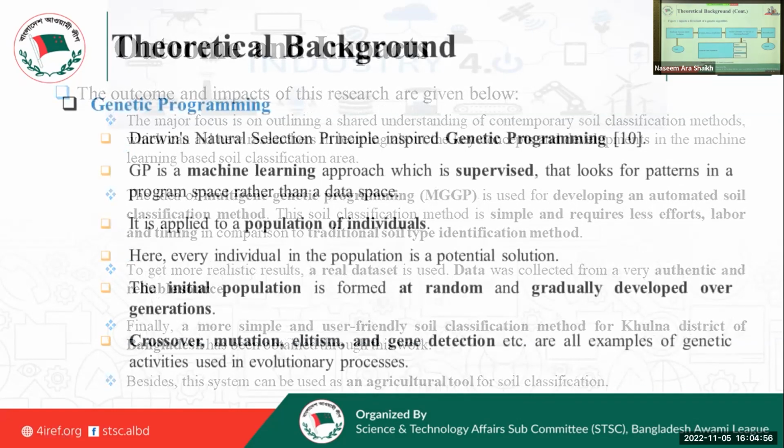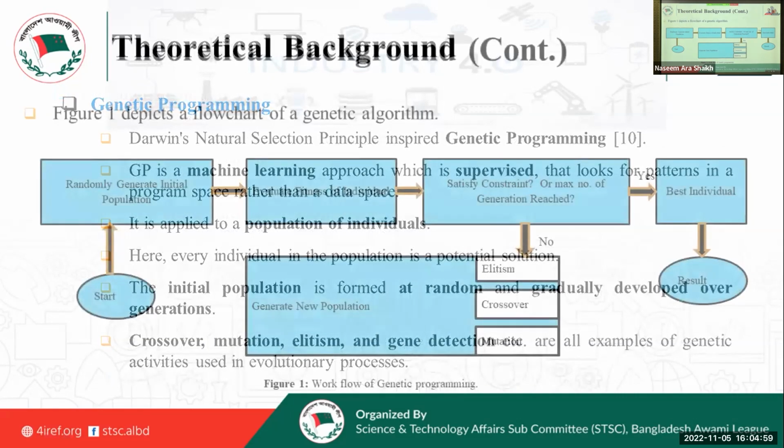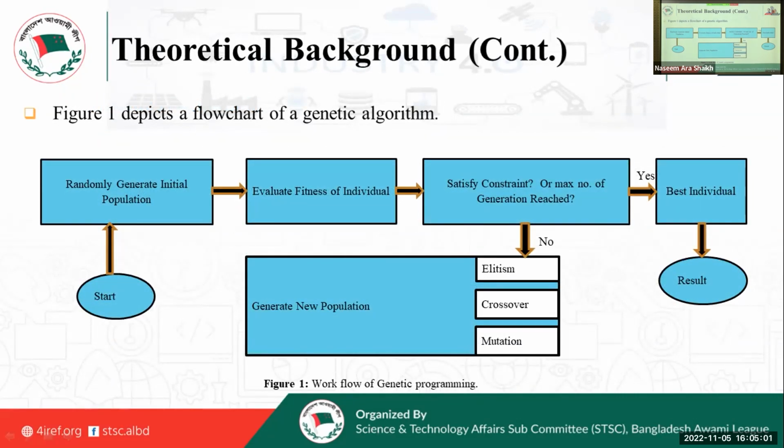And this is some theoretical background of the multi-gene genetic programming approach. And this is the evolutionary approach. We start by randomly generating an initial population, then evaluate the initial population by using some objective function. Then we check the termination condition. If the termination condition or maximum number of generations is satisfied, then we get the best individual, and this is the probable solution of our computational model.